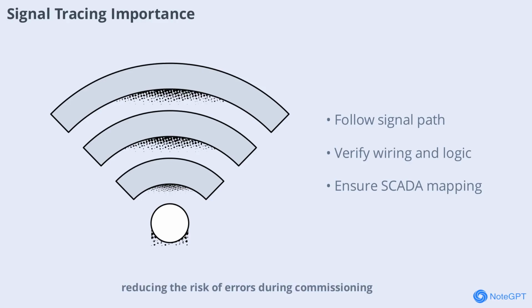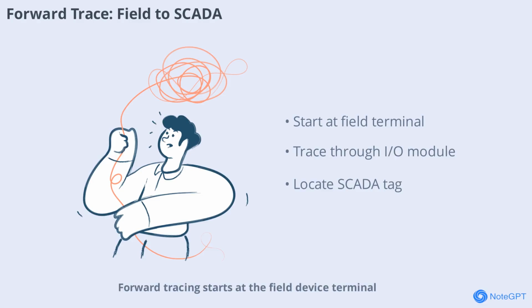Forward tracing starts at the field device terminal, moves through the I/O module channel, identifies the variable name in CBM, cross-references it through the logic blocks, and finally locates the SCADA interface tag. This method ensures that every field signal is correctly represented in the control system and visible to operators. It's a systematic approach that minimizes the risk of missing or miswired signals.